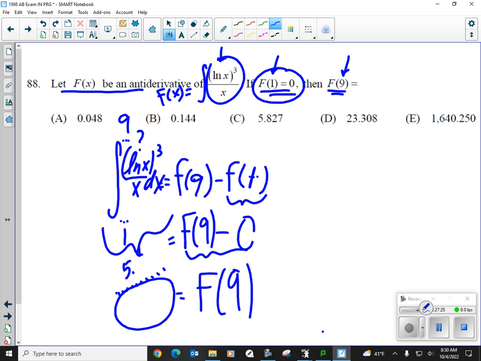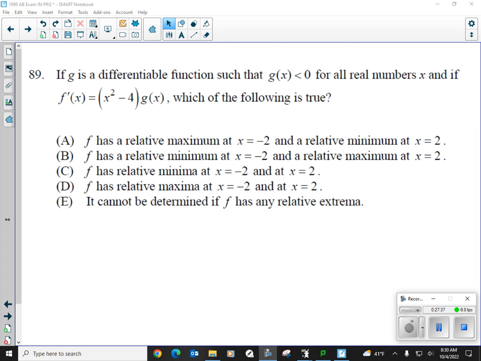If this is 827, that means this is 5.827, which means my answer, a lot of C's. C, C.